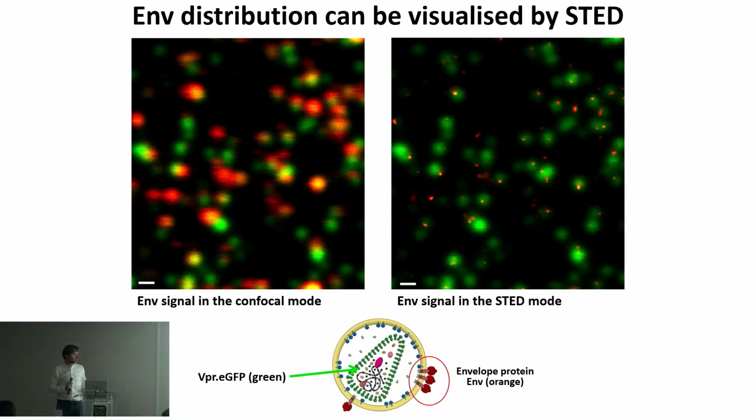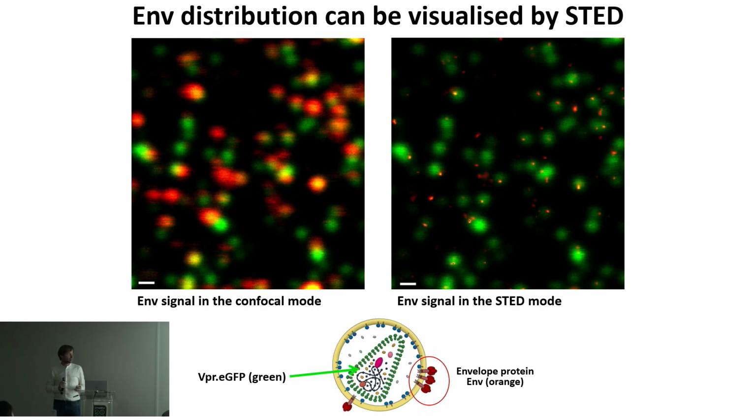So here we utilized a system where the virus itself is labeled with the VPR-GFP molecule, one of the accessory proteins of the virus. So we have the eGFP, which is in confocal mode, and then I labeled the envelope protein via FAB antibodies. On the left side, the orange signal is the important one. We see the diffraction-limited spots.